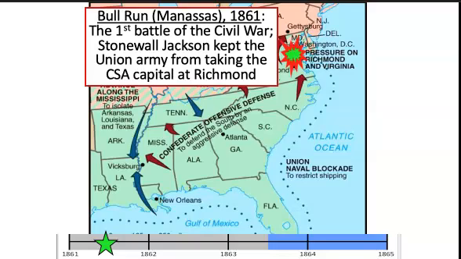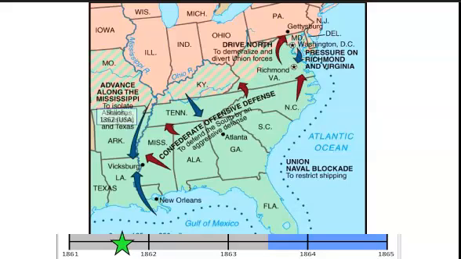But the big outcome from this battle is that not only did the Confederates win it, but it also makes everybody realize two things. Number one, that the war is going to be a lot bloodier than they thought. And number two, the war is going to be a lot harder than anybody thought. Everybody thought that there was going to be this one battle and that was going to be it. And now after this, everybody realizes that this thing's going to go on for a little bit longer.